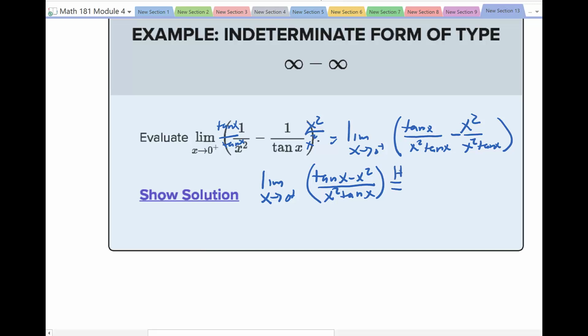So we can apply L'Hopital's rule, and we'll end up with the limit as x goes to 0 from the right side. The derivative of tangent is secant squared x. Derivative of x squared is 2x. Now down below we have a product rule situation, so it's going to be 2x tangent x plus x squared secant squared x.